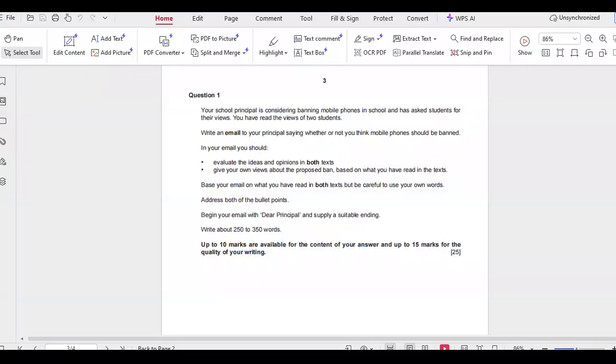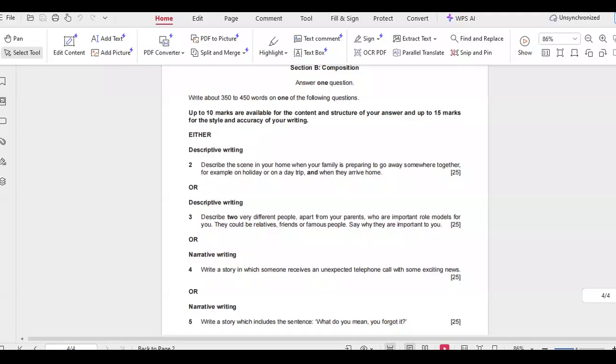Now, moving on to section B. As I have stated earlier, in this section you will have an ample choice. Two topics for the descriptive would be given and two topics for the narrative would be given. So the first descriptive writing topic is that you're supposed to describe the scene in your home when your family is preparing to go away somewhere together, for example on holiday or on a day trip, and when they arrive. So here you're basically going to describe the scene at your home before departure and after arrival.